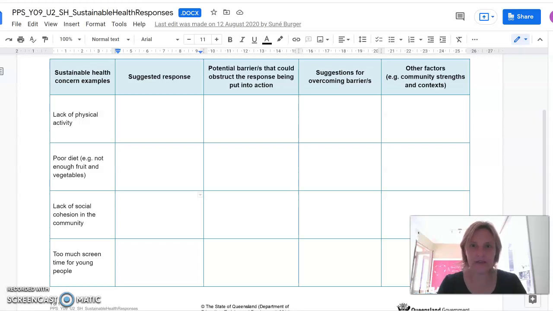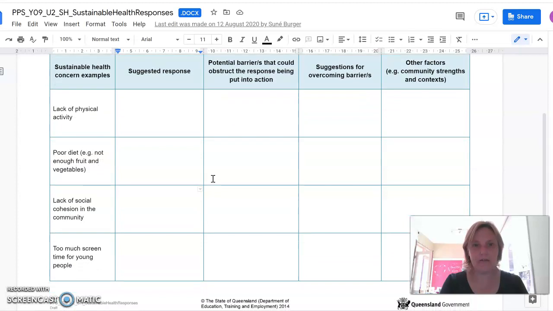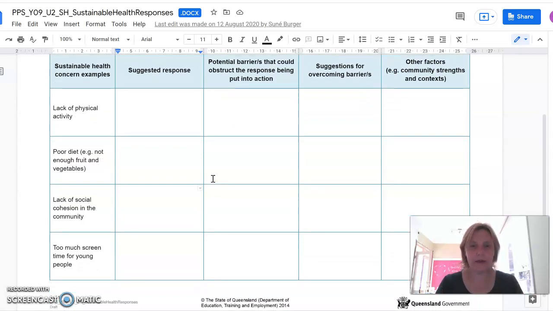So the sheet I've got here in front of you, which I will have a little chat about with you, is called Sustainable Health Responses. The idea of this sheet is to help you gather your information, think about some responses that you could put out to people, think about what could be some barriers, what could be some positives for that, and then any external factors that you think might make it hard to achieve that. Because the whole idea of these strategies is that we want them to be sustainable and easy to implement and improve people either with their diet, their exercise, their social interaction, or maybe their screen time amounts.